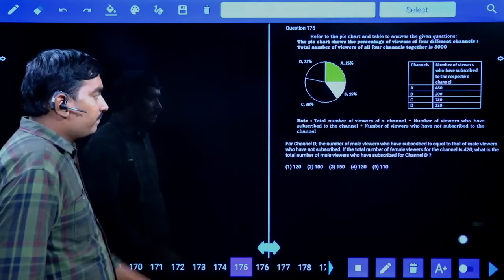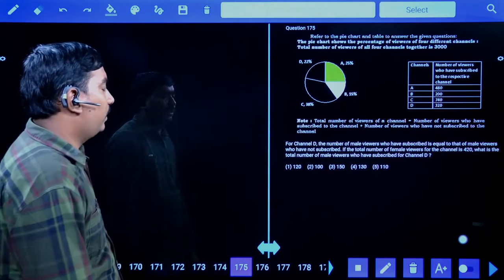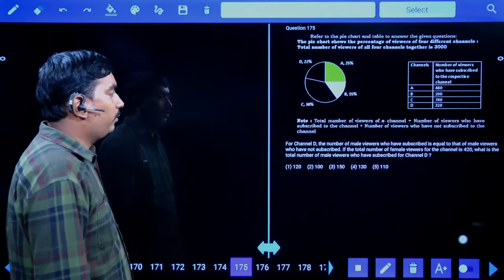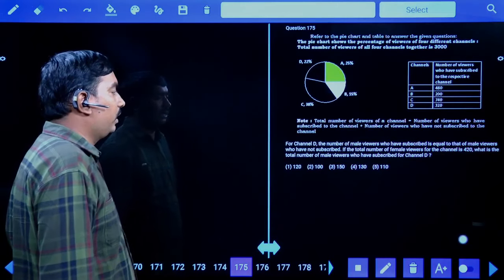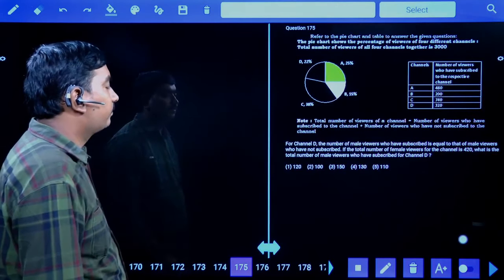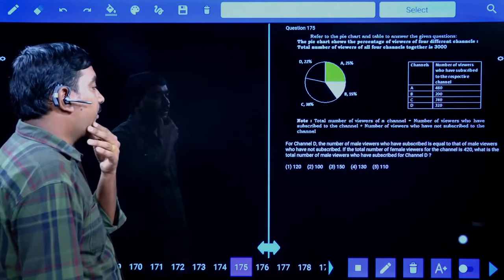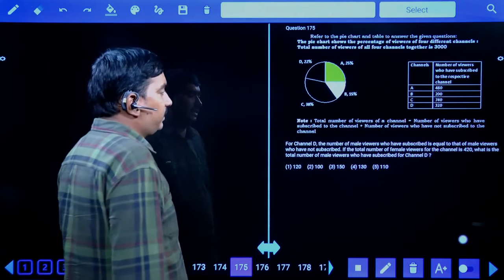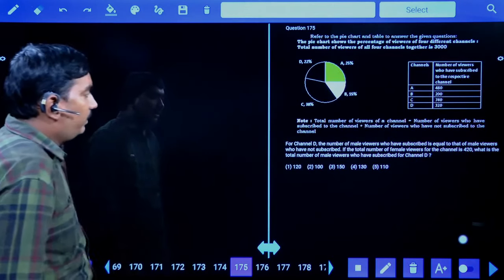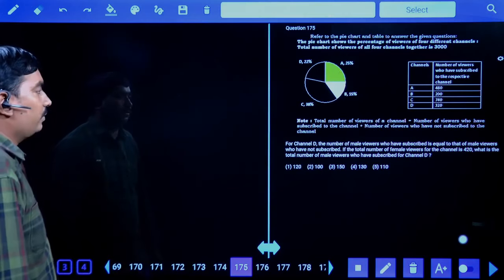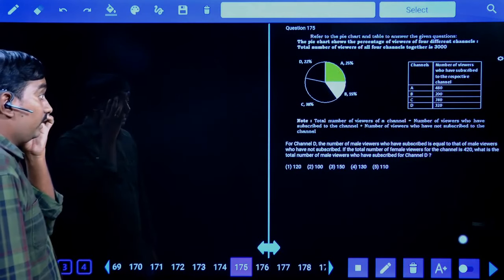For channel D, the number of male viewers who have subscribed is equal to that of male viewers who have not subscribed. If the total number of female viewers for the channel is 420, what is the total number of male viewers who have subscribed for channel D?